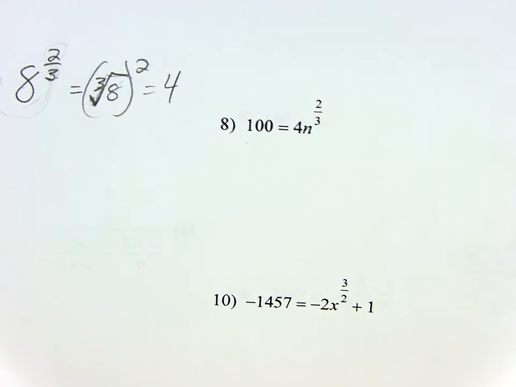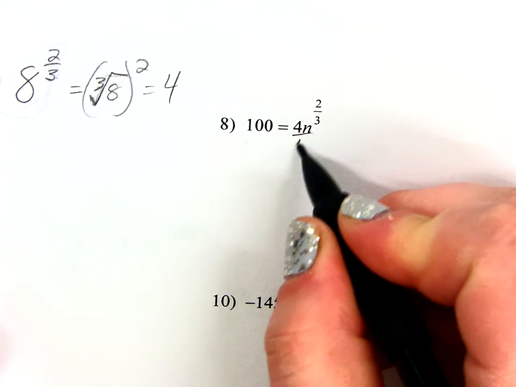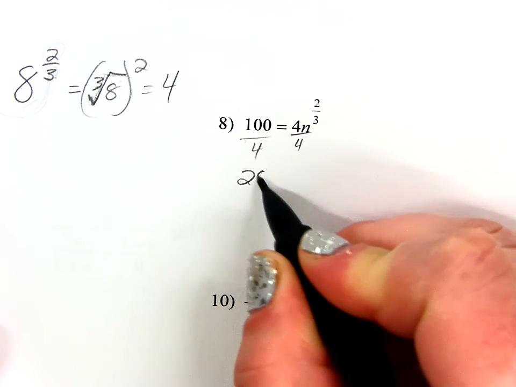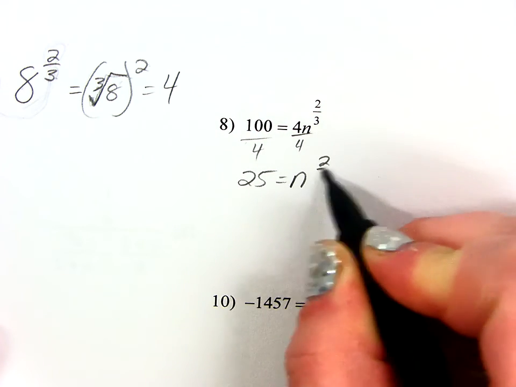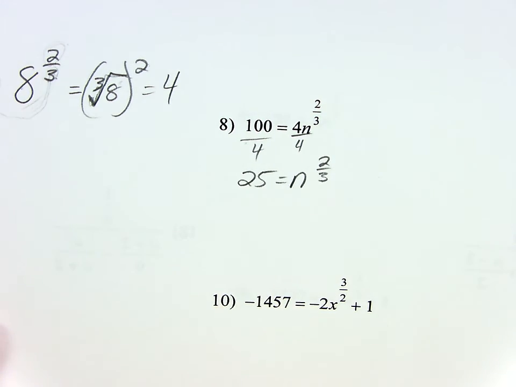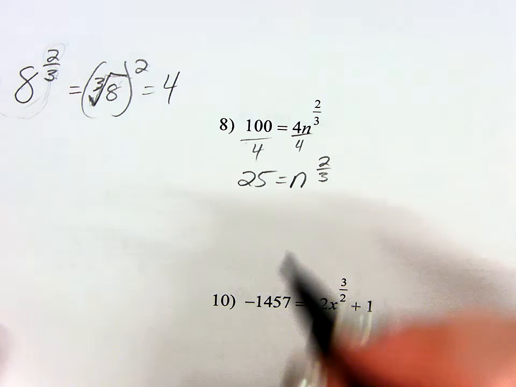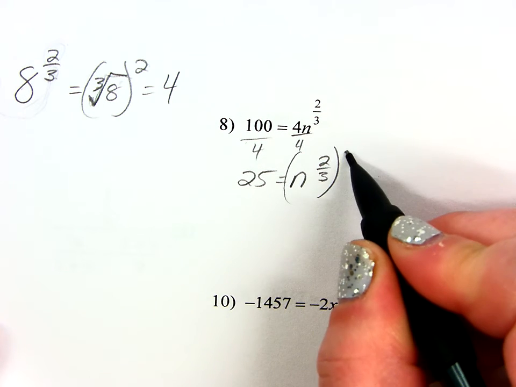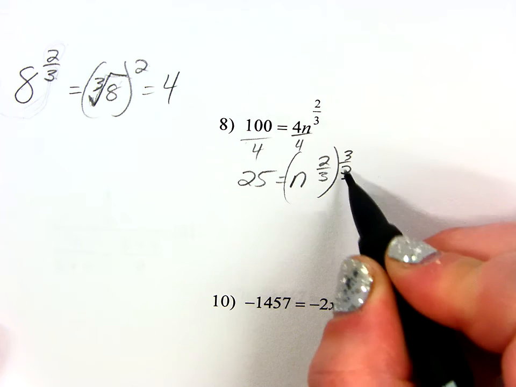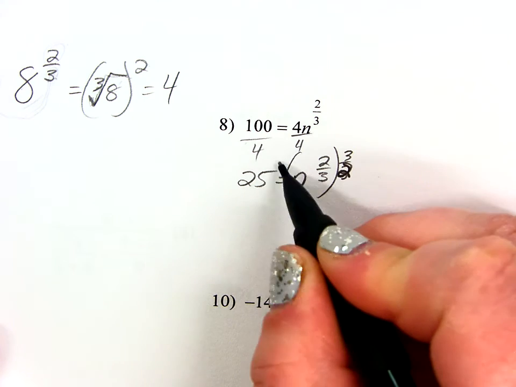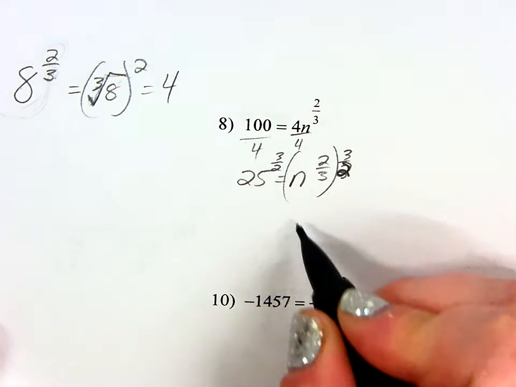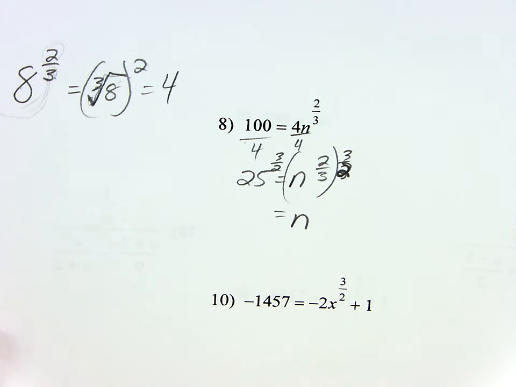Okay, we got answers? All right, divide by 4 first. Now we're going to raise to the reciprocal power, right? So n becomes raised to the 3 halves. Raise this one to the 3 halves. What is 25 to the 3 halves power? 125. Did everybody get that?